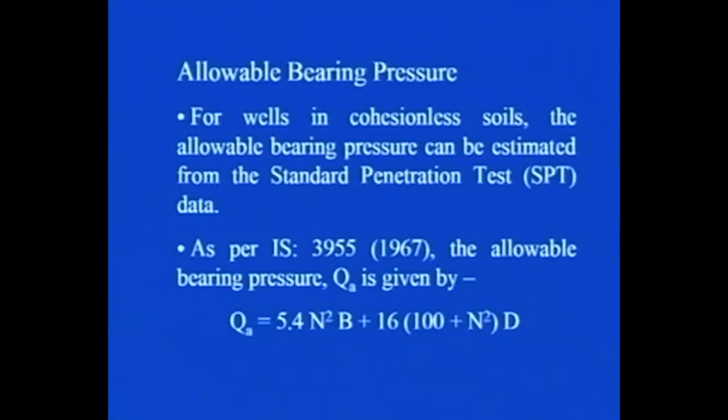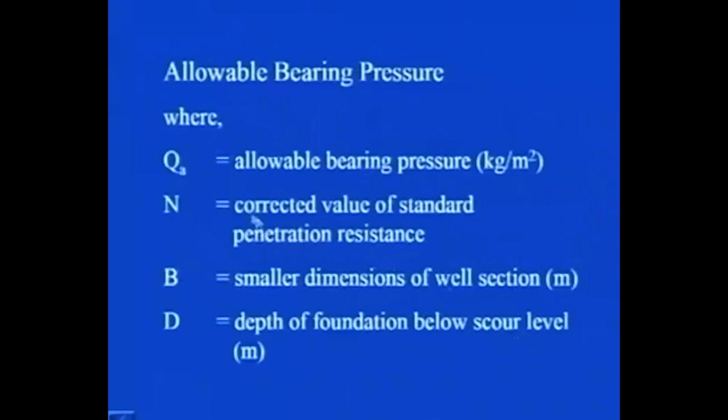IS 3955/1967 has given an expression for the allowable bearing pressure, which is represented by QA, and it is given by 5.4 N square B plus 16 times (100 plus N square) into D, where QA is the allowable bearing pressure in kg per square meter, N is the corrected value of standard penetration resistance, which you will get directly from the standard penetration test data. Then B is the smaller dimension of the well section.